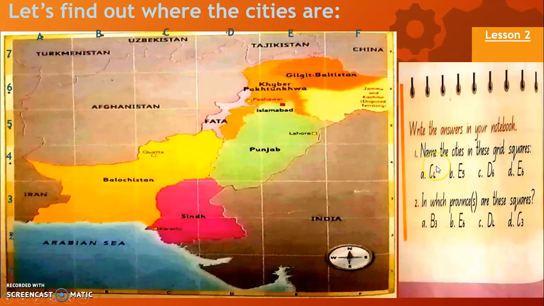Now, the question is, name the cities in these grid squares. In which grid squares? C4, E5, D6 and E6. But before that, we have to know where the grid square is. So let's find out the grid square C4.